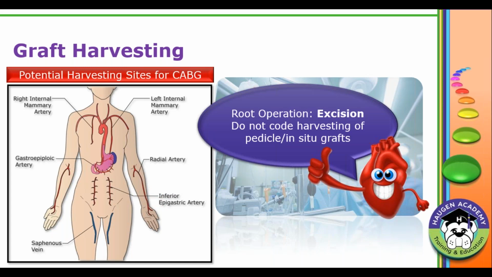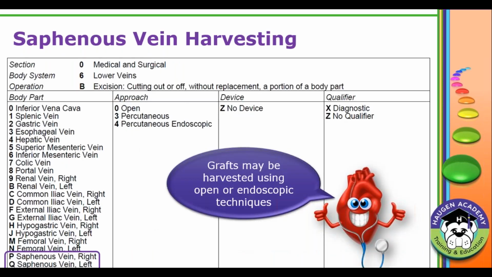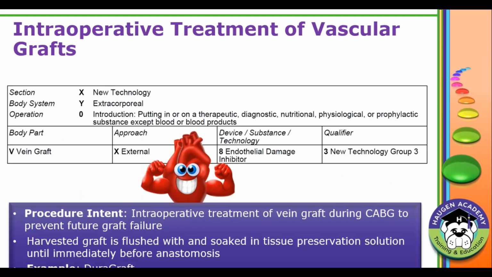So your root operation for graft harvesting, if it's a free graft, not a pedicle or an in situ graft, because remember, those are not considered to be devices. But for a graft harvesting, you're going to use the root operation excision. And this is just an example because, again, saphenous vein harvesting is probably going to be the most common that we would see. And it's the 06B table. Could also be, if they did the radial artery harvesting, that would be in the upper artery body system. And real simple, your qualifier, and this is going to be no qualifier because this is being used for graft material. It's not considered to be a diagnostic procedure.